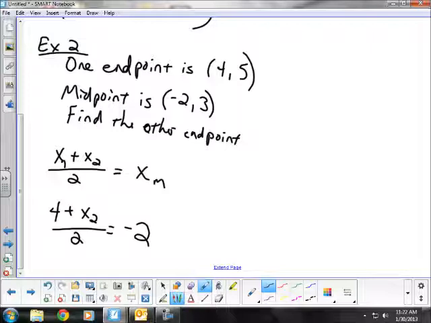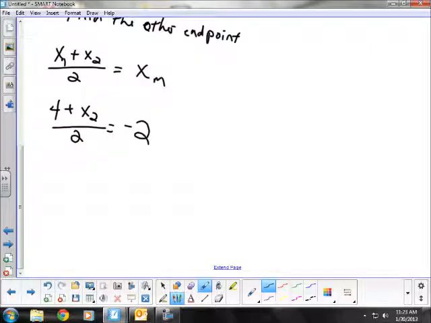Now, can you do this problem? Because you just multiply by 2, so you get 4 plus x sub 2 is equal to negative 4, because I'm going to multiply both sides by 2.